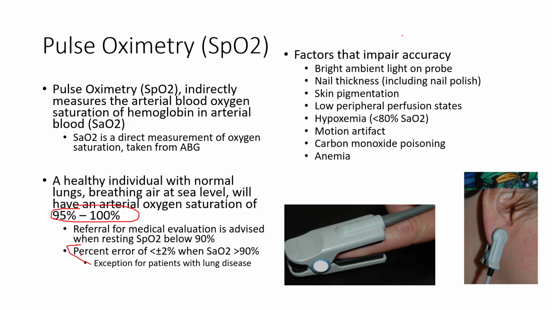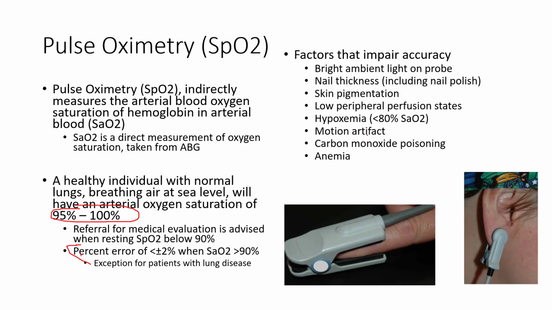Now, there are some factors that do impair accuracy. Anything that's going to impact the ability for that infrared light to transfer through the probe or through the skin is going to impact the quality of the signal. If you have a lot of light around or shining on the probe, that's going to impact the ability of the sensor to detect the infrared light. The thickness of your nails, if you're using a nail probe: if you have really thick nails, it's going to make it harder for that light to pass through. Darker skin, a low perfusion state, or being very hypoxemic: the accuracy is just not super accurate when the values are very, very low. So just be mindful of that.